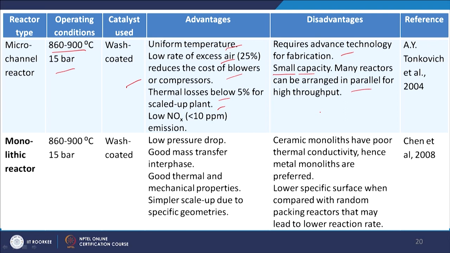And the monolithic, also it has similar operating conditions, and the same type of catalyst is also used, and it has similar properties: low pressure drop, good mass transfer interface, and good thermal and mechanical properties, simpler scale up due to specific geometries. And here these are the disadvantages, that is ceramic monoliths have poor thermal conductivity, hence metal monoliths are preferred. Up to this in this class, thank you very much for your patience.